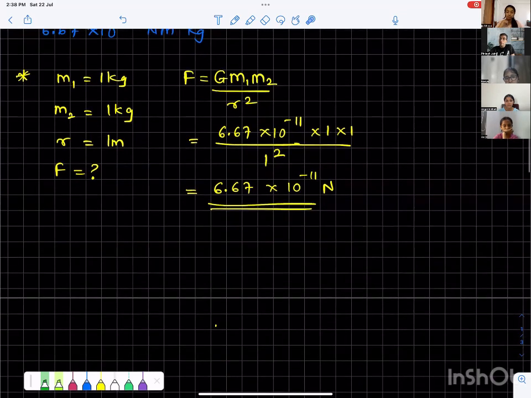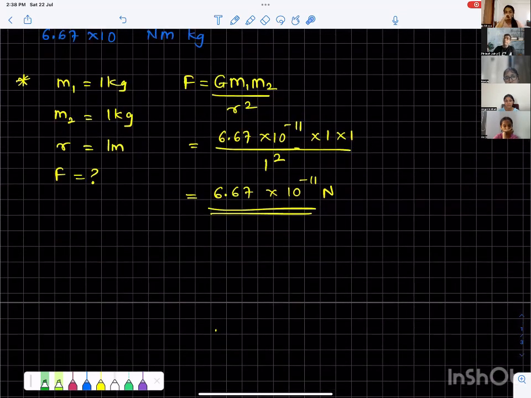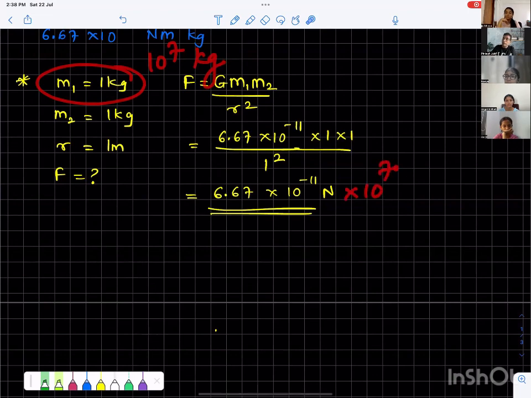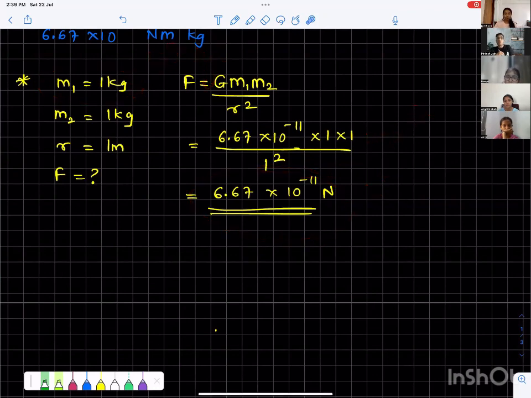But see now, tell me what would have happened if this mass, instead of 1 kg, was 10 raised to 7 kg. The force will get multiplied by 10 raised to 7, because m1 is 10 raised to 7. So we'll multiply here by 10 raised to 7, and the value of this will change drastically. So what is the moral of the story? As this mass keeps on increasing, the force also will keep on increasing between them.